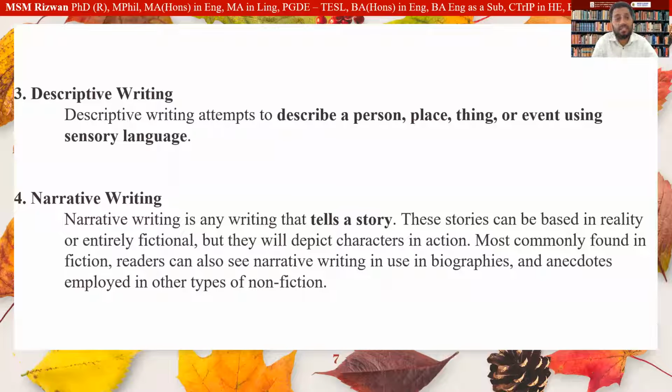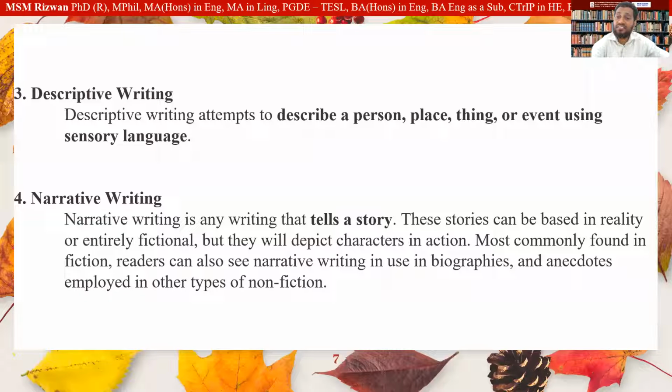And the fourth one is narrative writing. Narrative writing means, you may know, sometimes you might learn it, it's about telling a story. The narrating style is used to tell a story, right? These stories can be real or entirely fictional, but they will depict characters in action. Most commonly found in fiction, you may have some practice of reading fiction. It can be found in fiction, as well as readers can also see narrative writing in use in biographies and anecdotes employed in other types of non-fiction too.